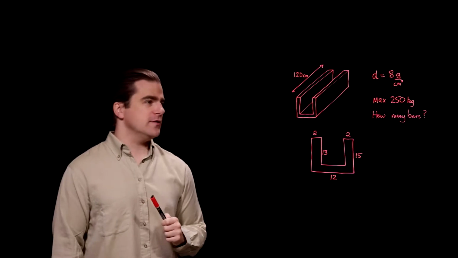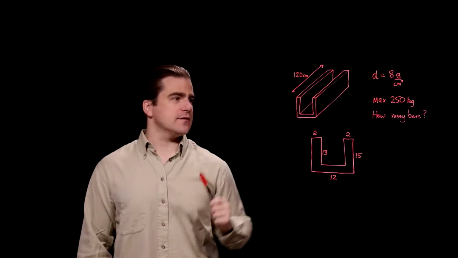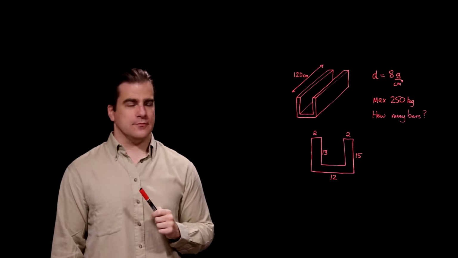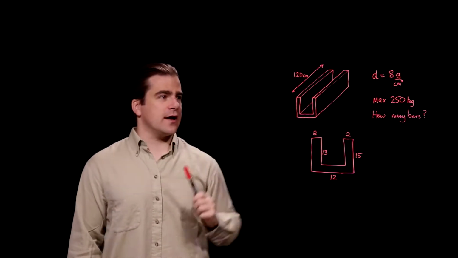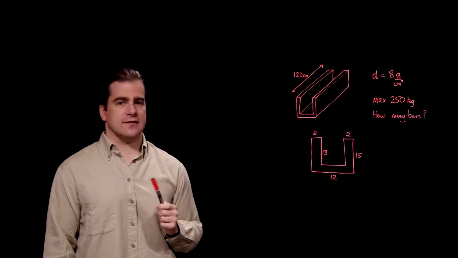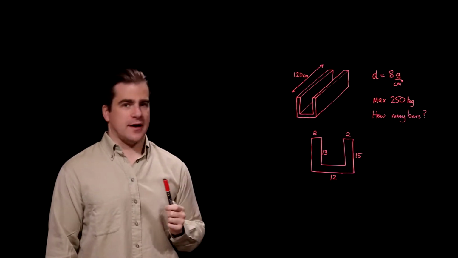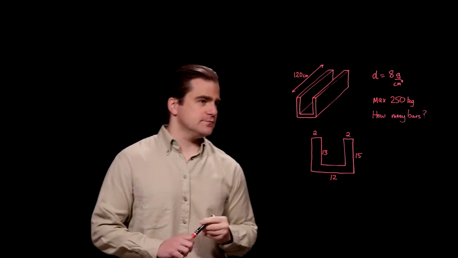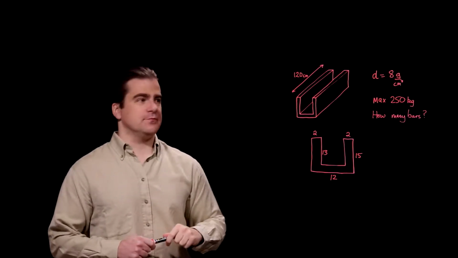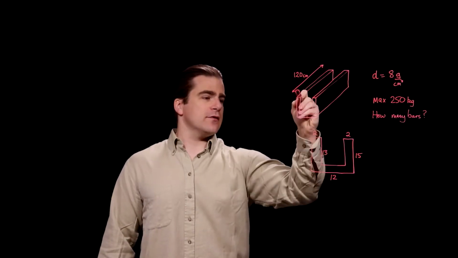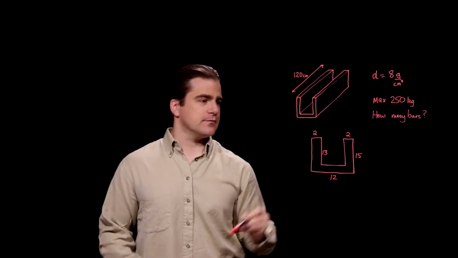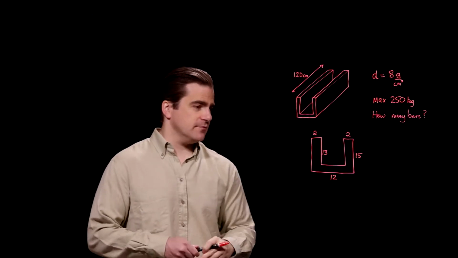So we need to work out the mass of one bar. We're told the density, so we need to work out the volume, and we use density as mass over volume to get the mass. So volume of a prism is length times cross-sectional area. So let's work out the cross-sectional area.